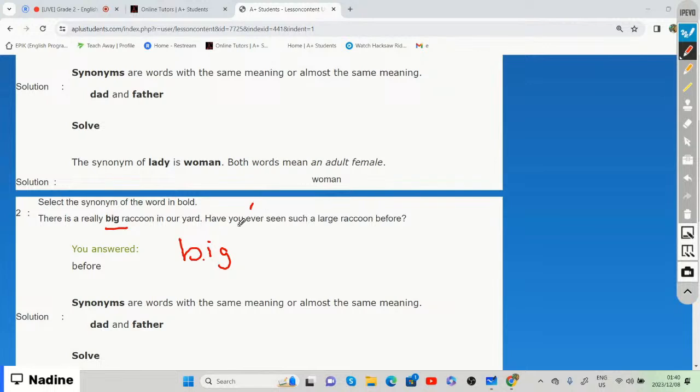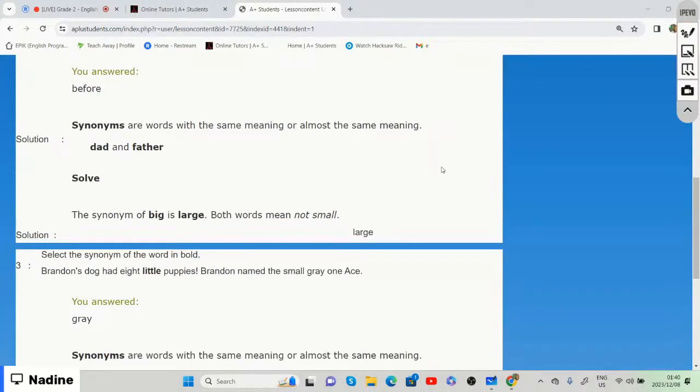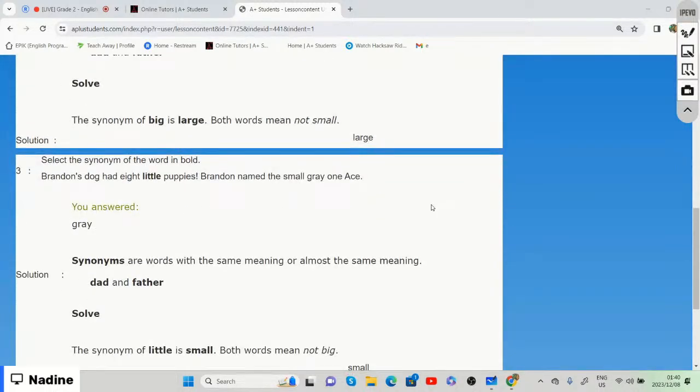So big. All right. If something is big, then we can also say it is large, right? So it's either a big raccoon or a large raccoon. So large is correct. Well done.